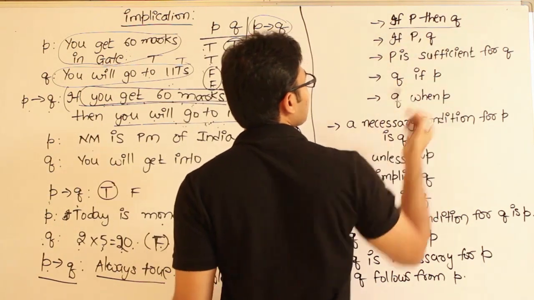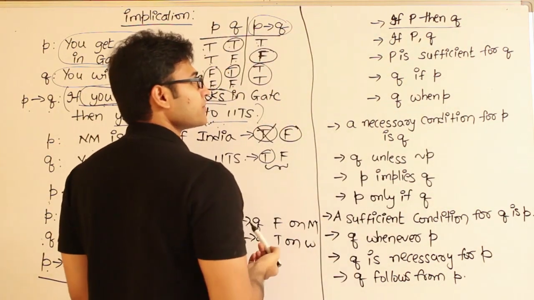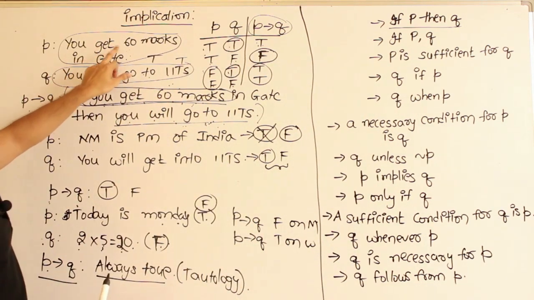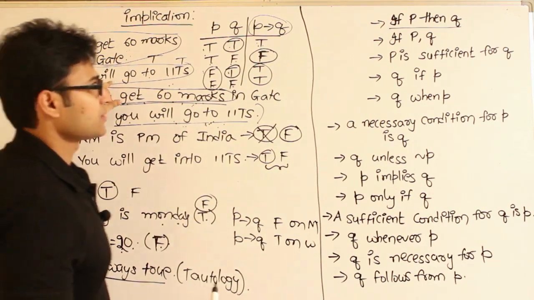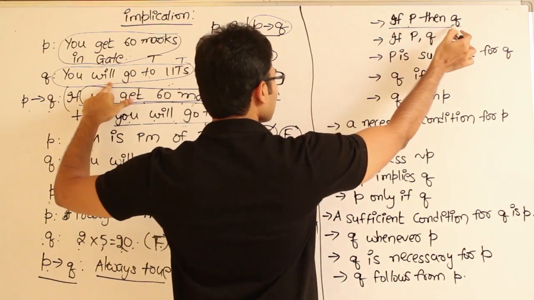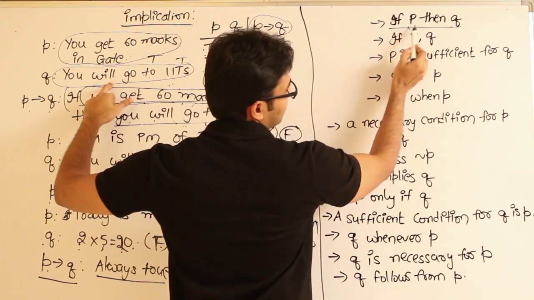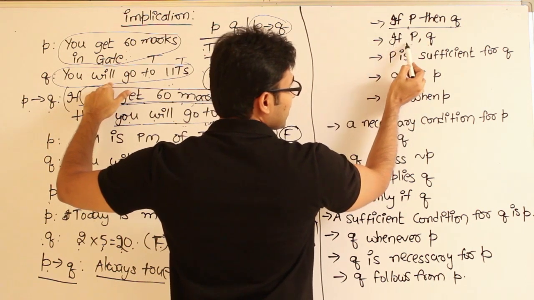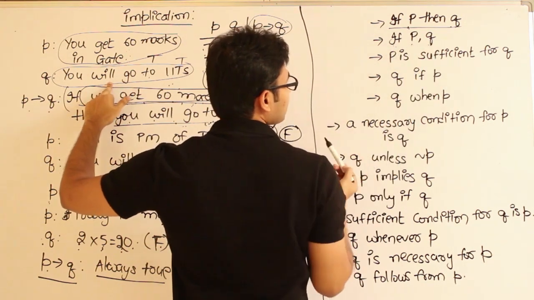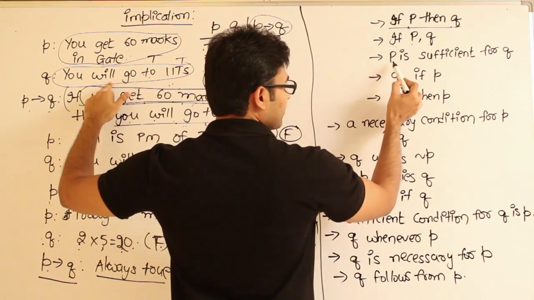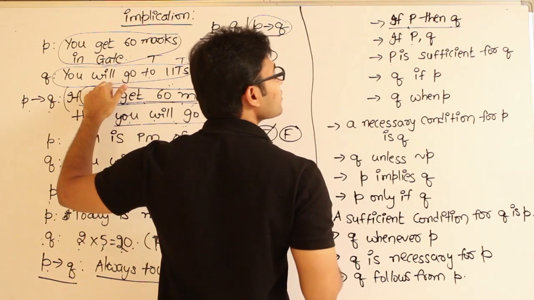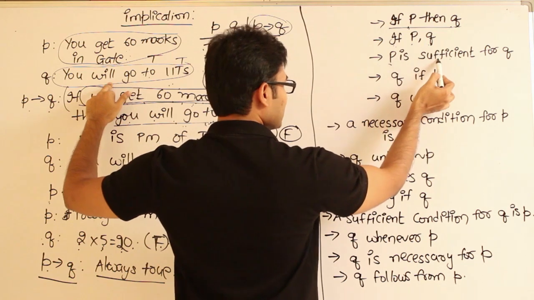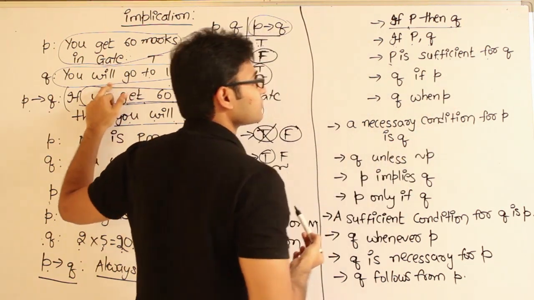If P then Q, this is the normal form that we have been using. For example, if you get 60 marks in GATE, then you go into IITs. P is getting 60 marks and Q is going into IITs. If P, comma, Q: if you get 60 marks, you will go to IIT. Then P is sufficient for Q. What does it mean? Getting 60 marks in GATE is sufficient to go to IITs.